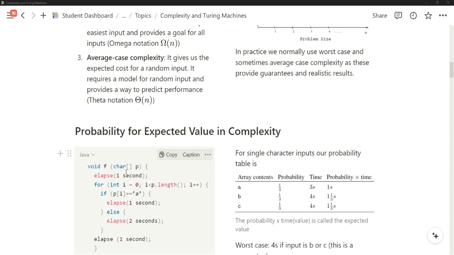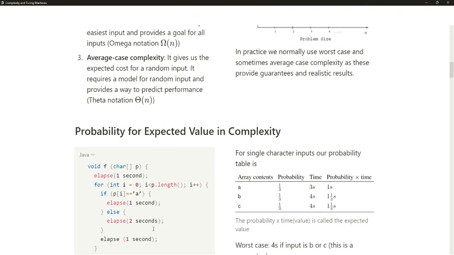The elapse in the for loop should be indented one to the right on the last line. This one, that should be indented there. Okay. Cool.